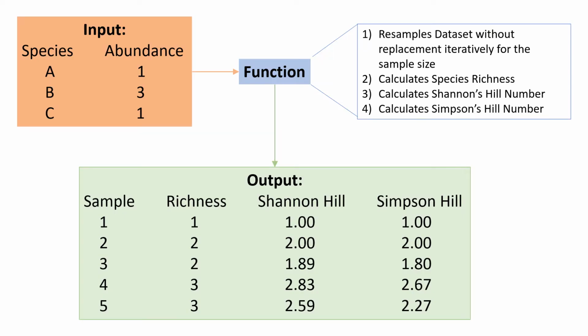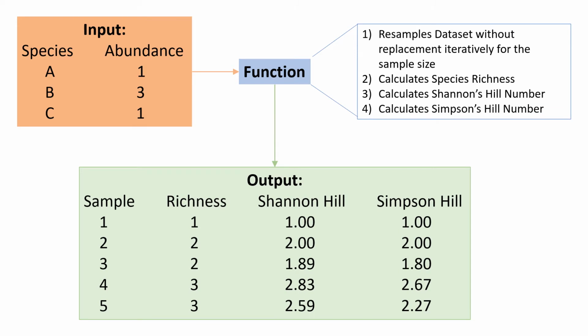So to start with, I would like to give you an overview of my function. What it does is it samples without replacement multiple times for the total number of individuals in a data set. To give you an idea of how this works, I created a very simple abundance data set in the top left corner. And in this, they have a total of 5 individuals.